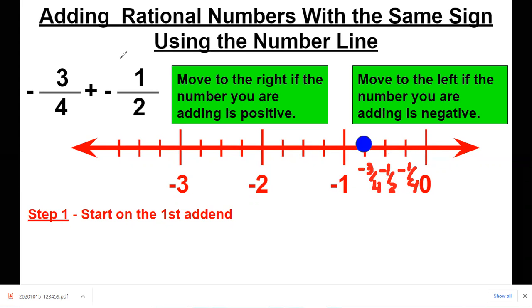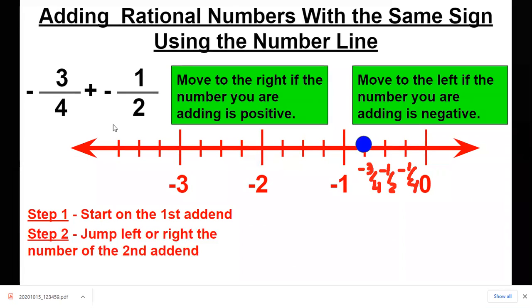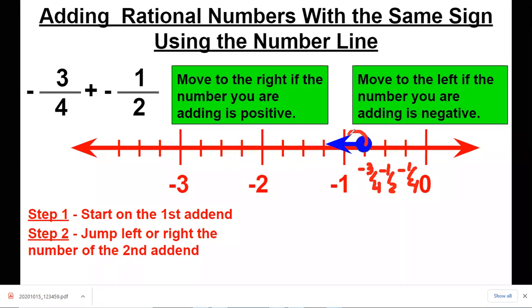Okay. After we put our dot on our first addend, we then jump left or right the number of the second addend. Since we have a negative addend, we're adding -1/2. We're going to go to the left half. So we are going to make the jump from -3/4. There's 1. And then we're going to go one more jump. So that's a half. Each little spot is a 1/4. So this is 1/4. This is 1/2. Okay, this is where we are landing.